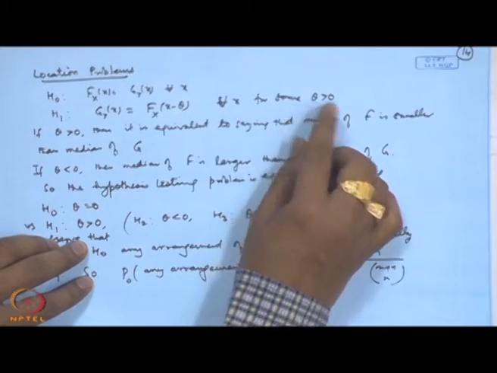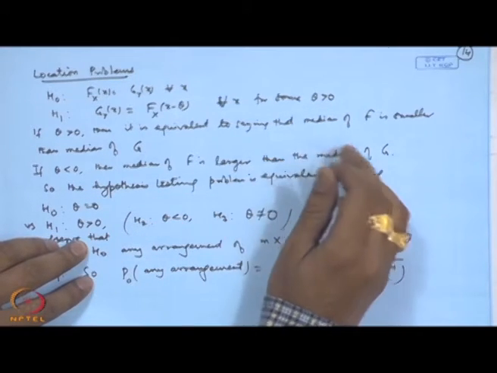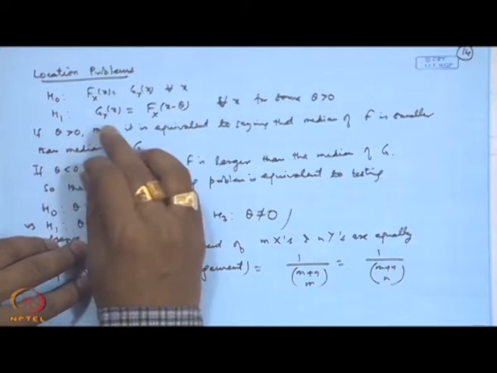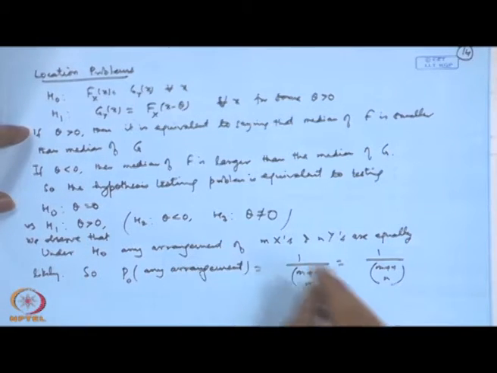So, if we consider theta greater than 0, theta less than 0 or theta not equal to 0, it means that the median of the distribution of f is either smaller than the median of g, or larger than the median of g, or simply not equal to the median of g. Now, for this one we had proposed a two sample test based on the observations x 1, x 2, ..., x m from the f distribution and y 1, y 2, ..., y n from the g distribution.